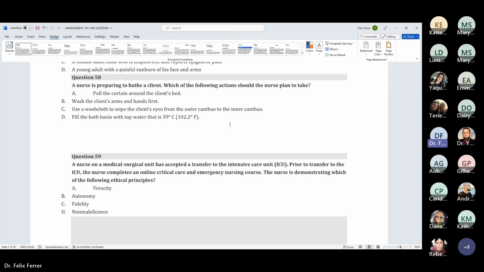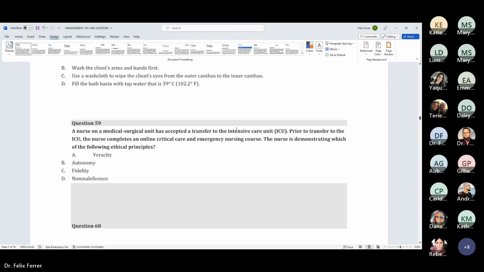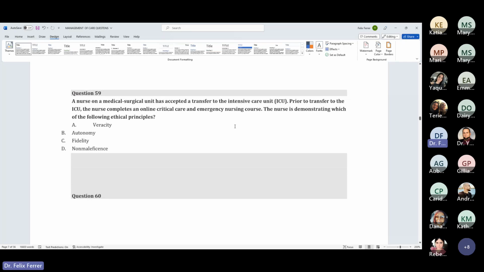A. Yeah, privacy always. And this is the medical surgical unit nurse who has accepted a transfer to the intensive care unit. Prior to transferring to the ICU, the nurse completes an online critical care nursing course. The nurse is demonstrating which of the following ethical principles? D. See, the same.